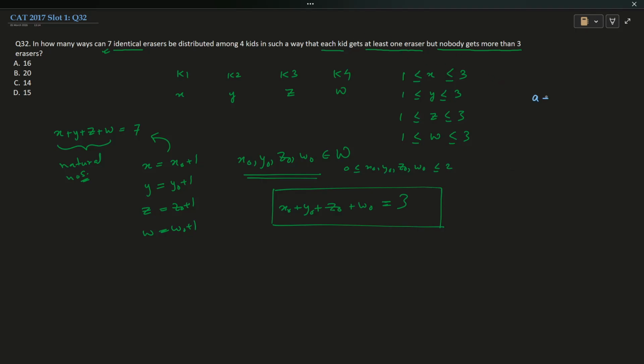If you have a plus b plus c is equal to, let's say, n, and you need to find whole number solutions, this is given by (n plus r minus 1) C (r minus 1). What is n? n is this constant. What is r? r is equal to the number of variables.